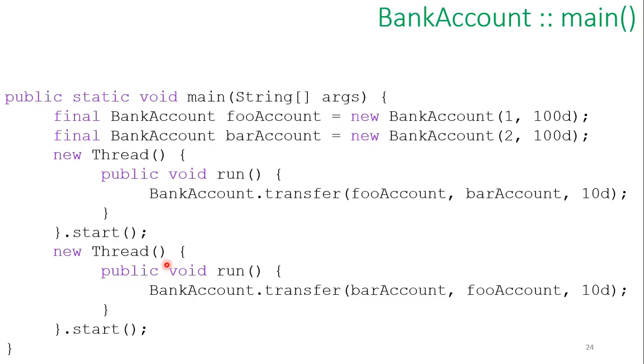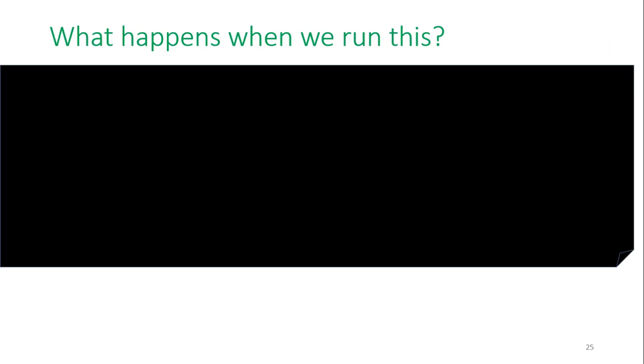Same thing here. We create a new object. This object is of a class that actually extends Thread, an anonymous class that extends Thread. The only thing I define in my anonymous class is again the run method, and the only difference with the previous one that I did just above is that now I want to transfer $10 from the barAccount to the fooAccount. So the opposite of this transaction here. And then I start this thread immediately as well. So let's take a look at what's going to happen when we run this code. Okay.